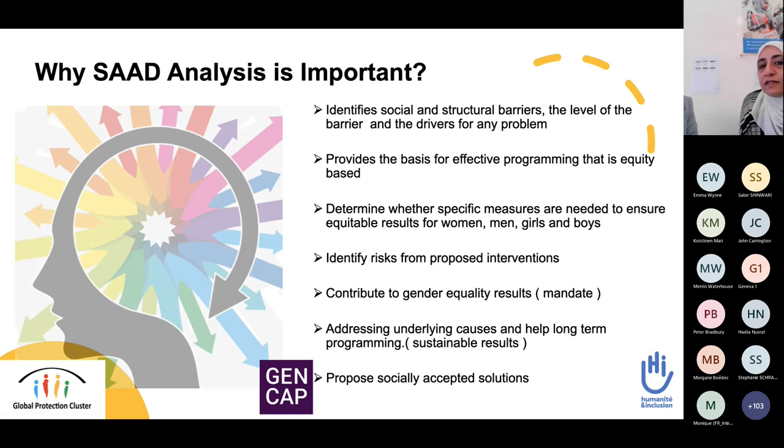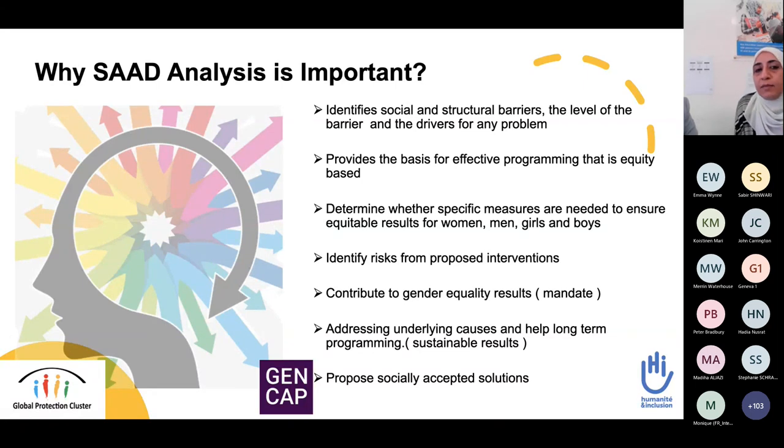Why it's important: we identify the social and structural barriers, the barriers that Sabrine was talking about in detail, the level of barriers and the drivers of any problem. Like, if we are talking about disability barriers, we want to see at which level of the community. For example, in Northwest Syria, almost 29% of the community have a disability. If we look at the elderly in the Northwest, 90% of the elderly have a disability. So what are the drivers of those disabilities? The conflict contributed a lot to making those people disabled.